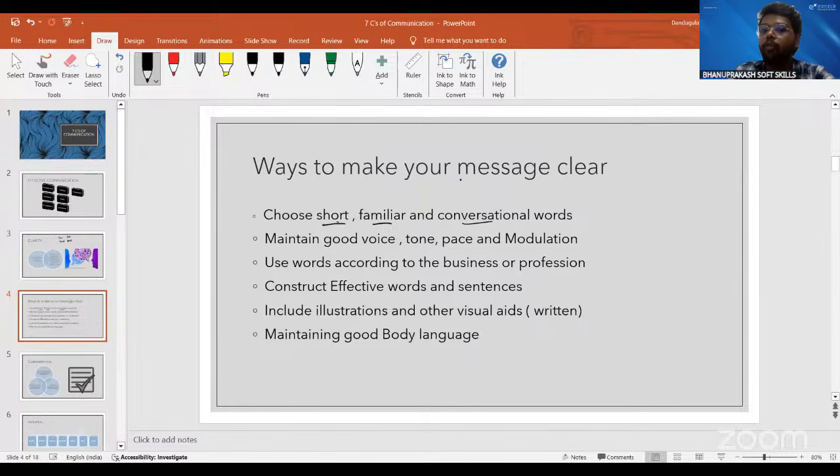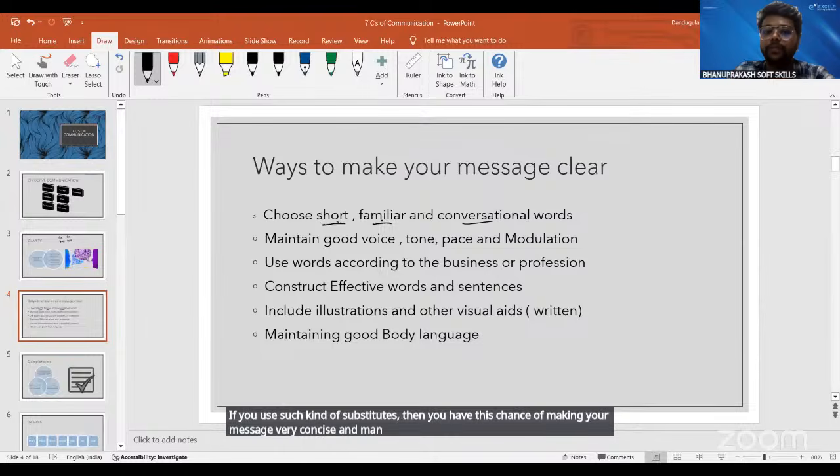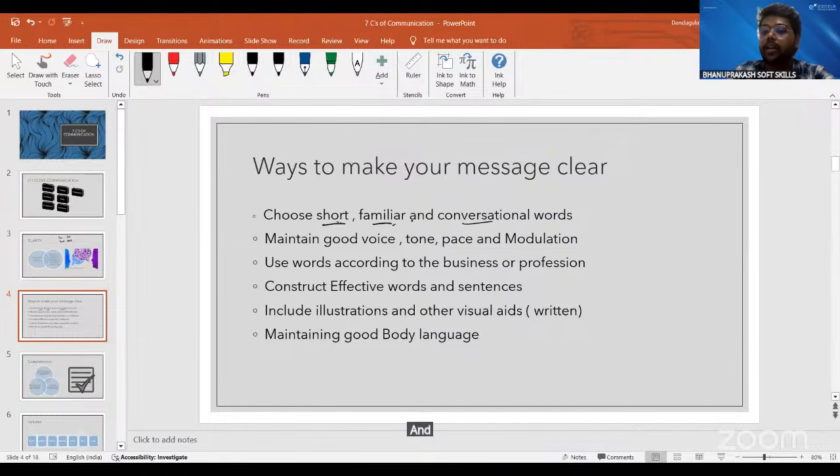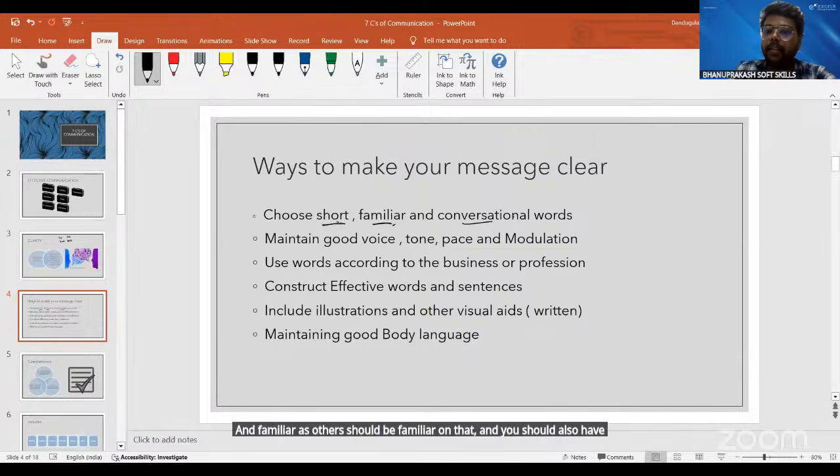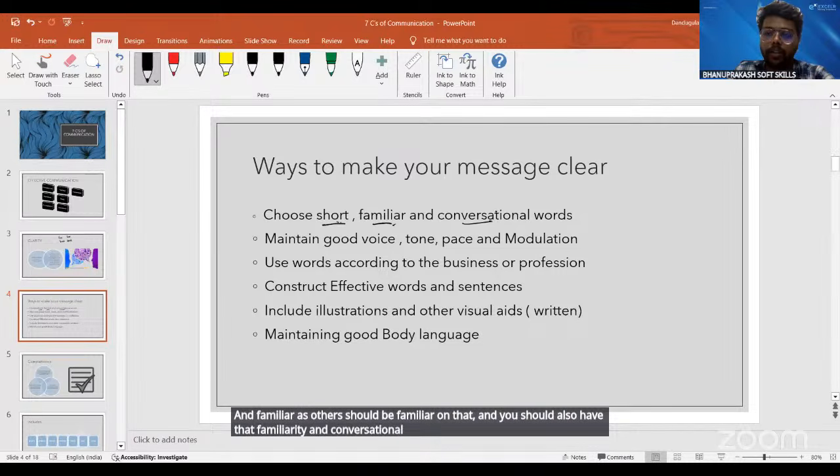In the sense, if you make things complicated, we do have one word substitutes. Every word has its own definition. Sometimes we use those definitions and make our message very complicated. Instead, we can use one word that can substitute the whole definition. So if you use such substitutes, then you have the chance of making your message very concise, short, and familiar, as others should be familiar with that and you should also have that familiarity, and conversational words should be used here.